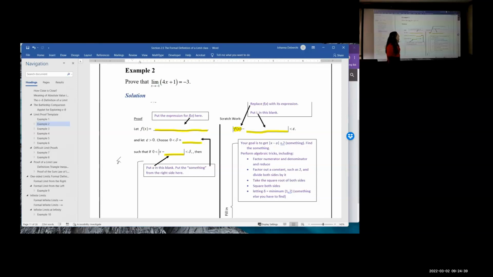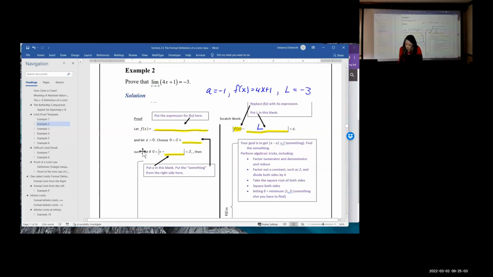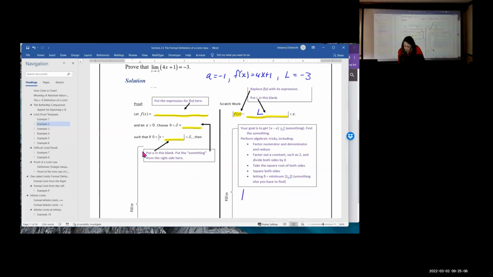We have the limit as x approaches -1 of 4x + 1 equals -3. So we're going to identify our different pieces. a is -1, the function is 4x + 1, and L is -3. So we're going to start on this side with |f(x) - L|. We're going to come down here and have the absolute value of 4x + 1 minus, that's the formula, -3, that's the value of L, and set it less than epsilon.